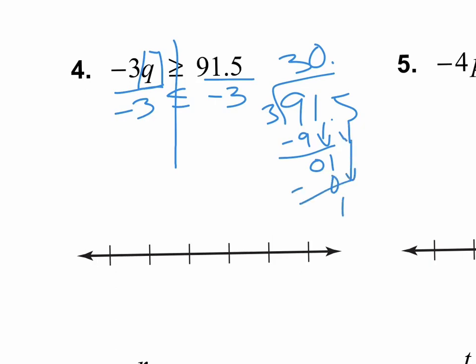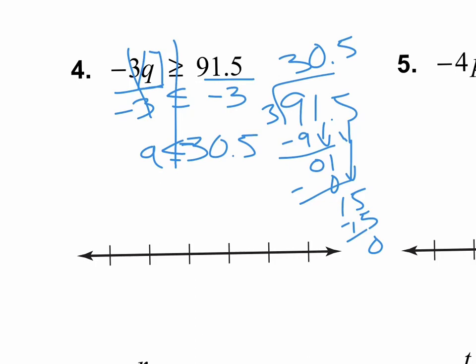And then I bring that 5 down. 3 goes into 5 five times. And that would be 30.5 on this side. Since we divided by a negative, a positive divided by a negative is a negative. And we have q left over here because those canceled out. We drop down that second sign, and because we divided by a negative, I have to flip it. So q is less than or equal to 30.5.